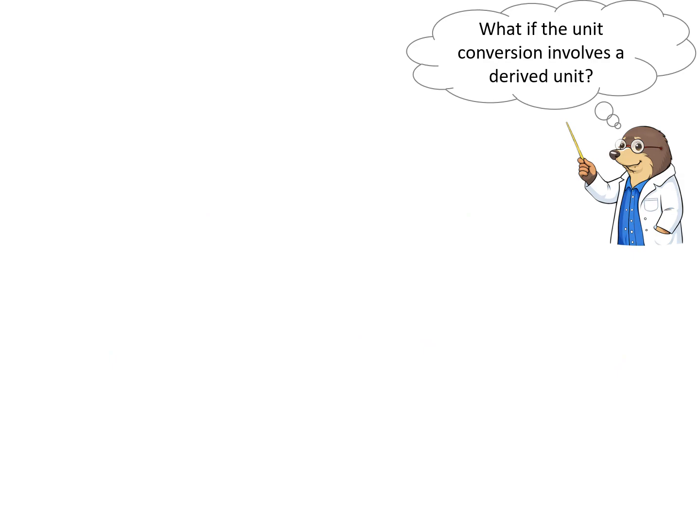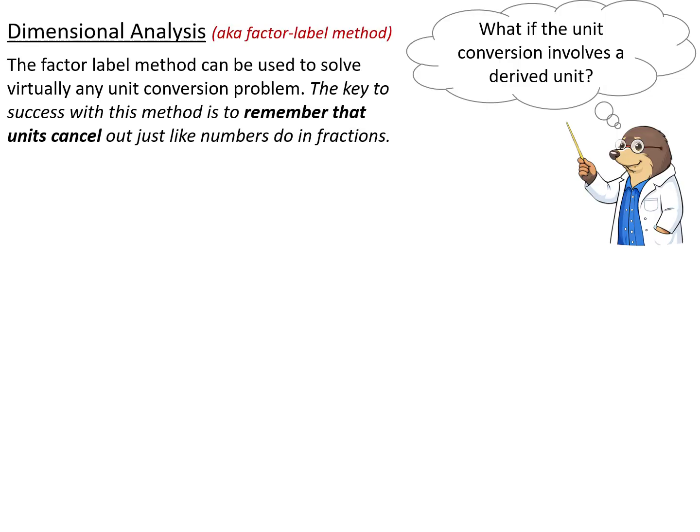All right, so the walk it out method works well if you're just doing a very simple, one prefix to another prefix kind of conversion. What if you have a complex unit or a derived unit? In this case, we're going to use something called dimensional analysis. This is also called the factor label method. And this method can be used to solve any kind of conversion problem. And the key to this is to remember that units cancel out just like numbers do in fractions.